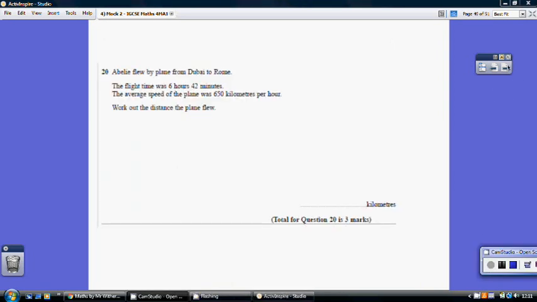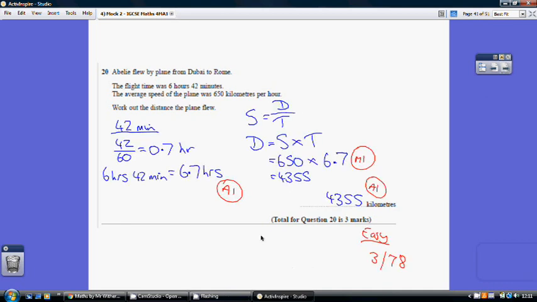Question 20. Well, the secret here is to avoid the mistake of thinking that 6 hours 42 minutes is 6.42 hours, because it isn't, because there are 60 minutes in an hour. What part of an hour is 42 minutes? Well, it's 42 out of 60, which is 0.7 of an hour. So 6 hours 42 minutes is 6.7 hours.